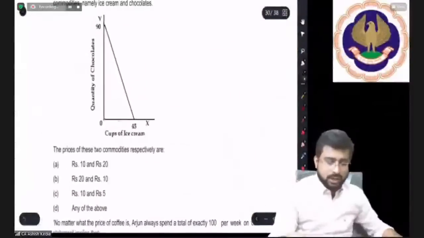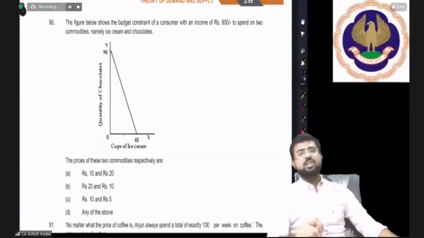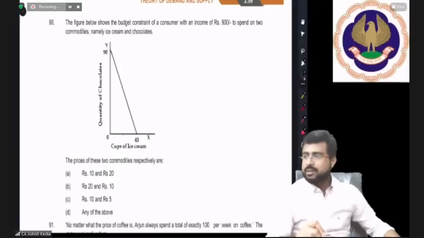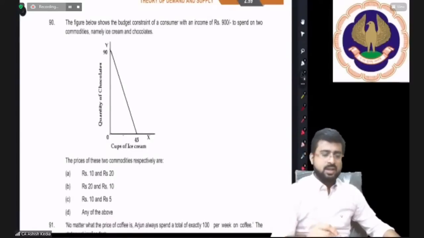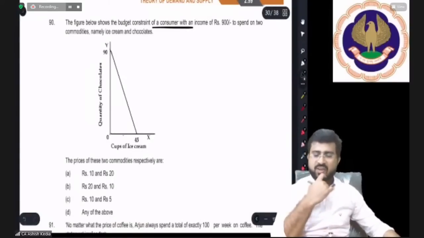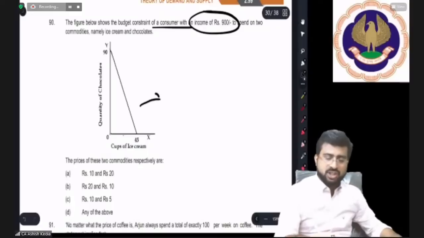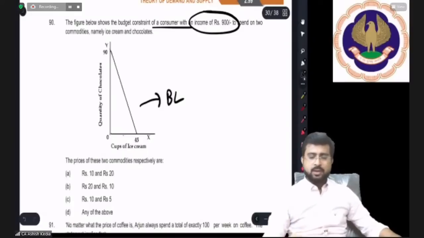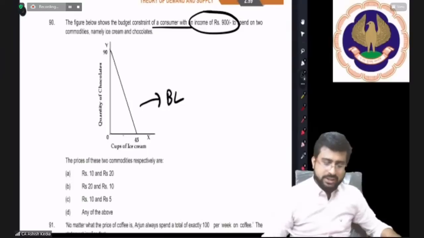Okay. So a graph-based question. Let's see what we are able to do with this graph-based question. Pay attention, everybody. The figure shows the budget constraint of a consumer. Okay, so income is 900. This is a budget line. Budget constraint means budget line. To spend on two commodities, namely ice cream and chocolates. The price of two commodities respectively are.